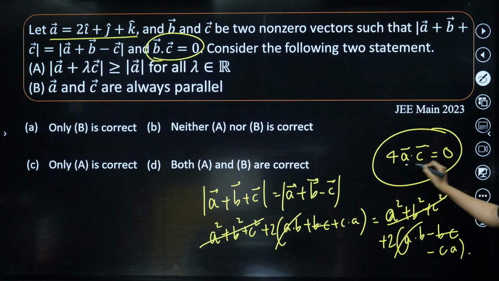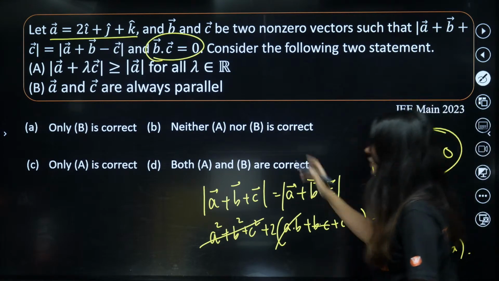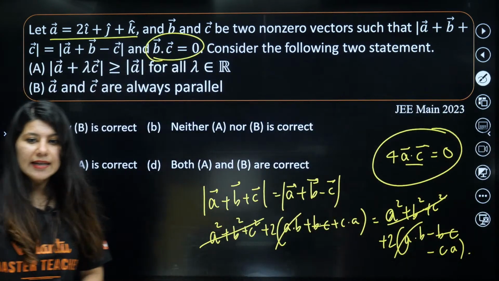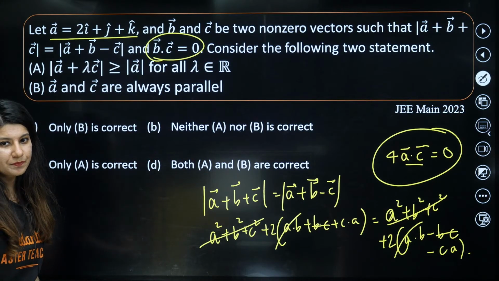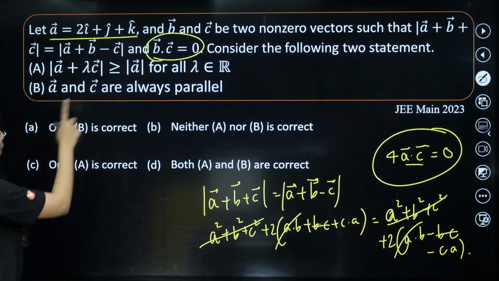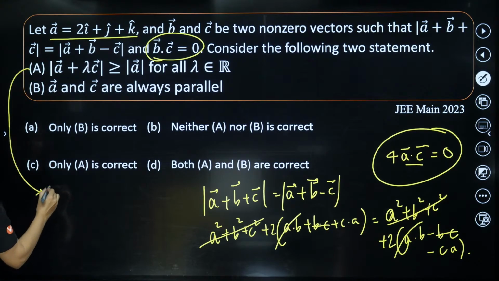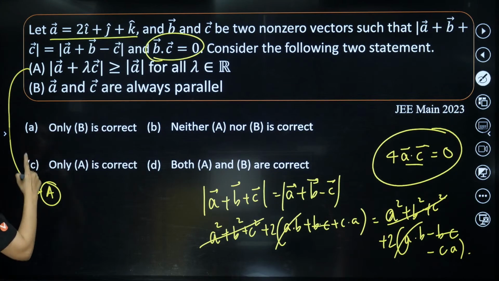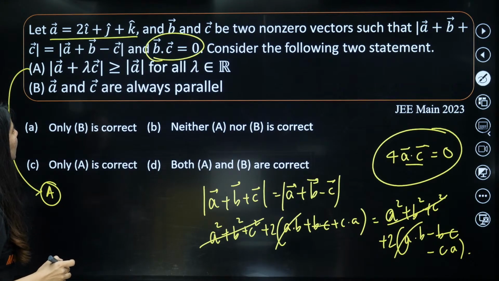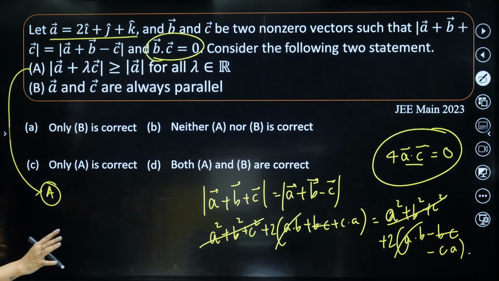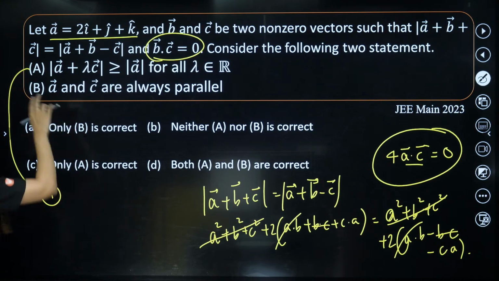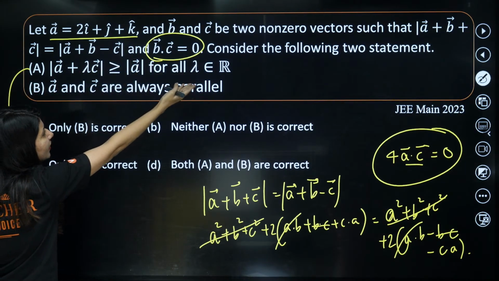That means A dot C is also 0, right? That's what we have got from this equation, that A dot C is 0. Now, let's focus on these two statements. Statement A says that magnitude of A plus lambda C is greater than or equal to magnitude of A for all values of lambda belonging to R. So let's solve it and understand whether it is true or not.